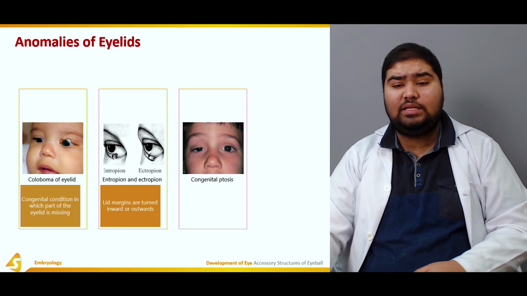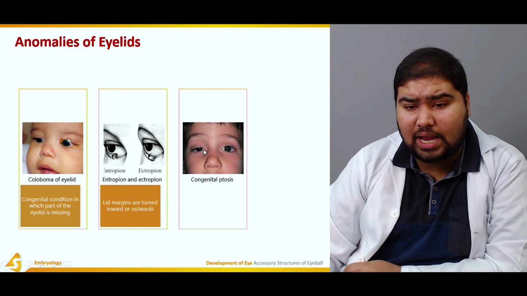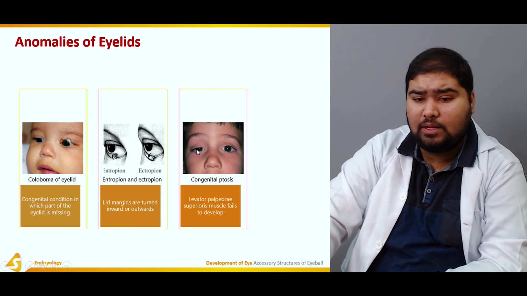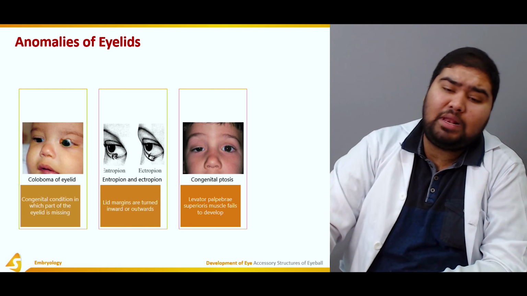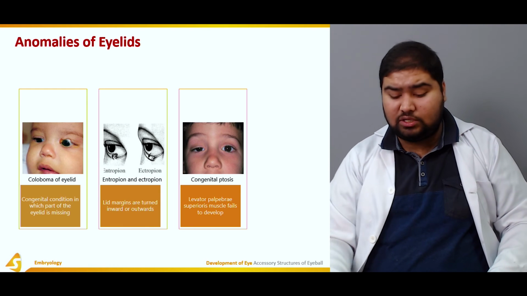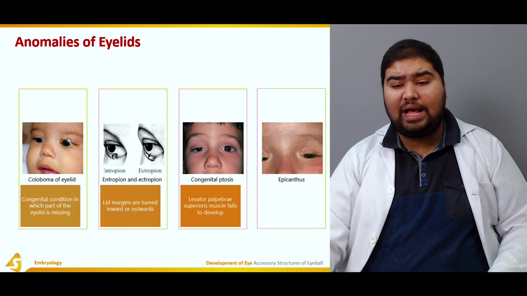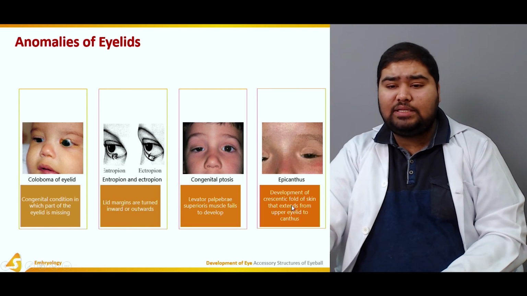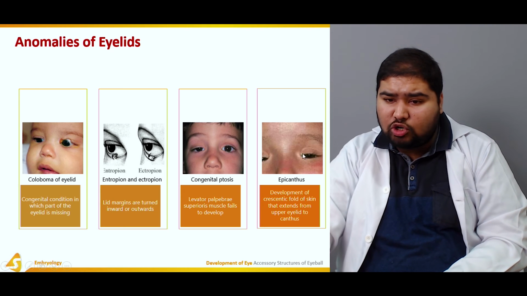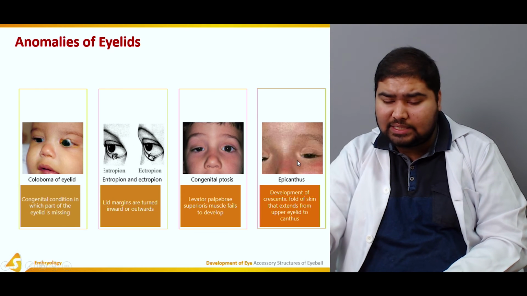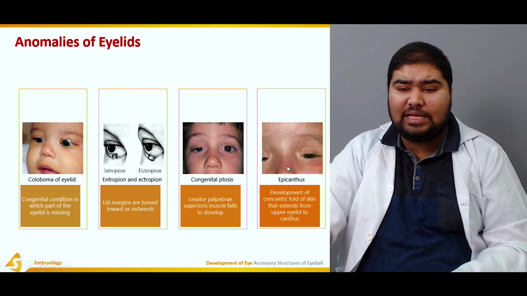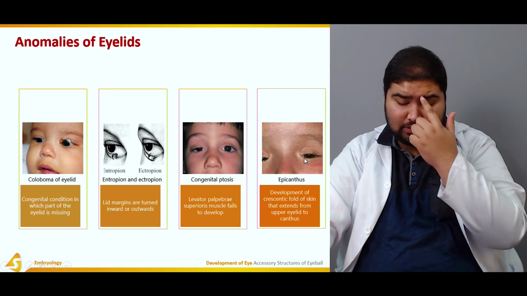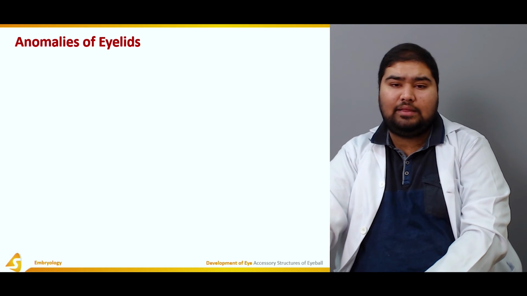Now we can have congenital ptosis. Here you can see the eyelid is drooping. A droopy eyelid is known as ptosis. In this, the levator palpebrae superioris muscle fails to develop. Then we can have epicanthus. Here you can see this is the epicanthus. There's development of a crescentic fold of skin that extends from the upper eyelid to the canthus. This inner region is known as the canthus, so this is known as the epicanthus.